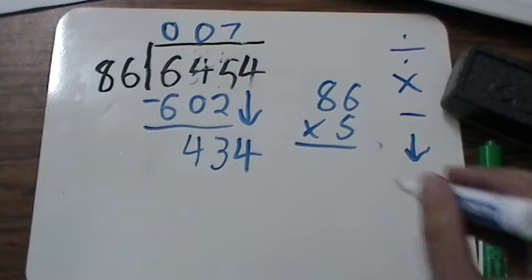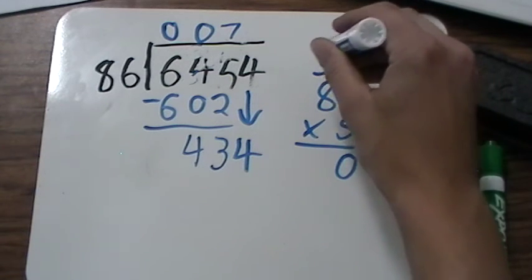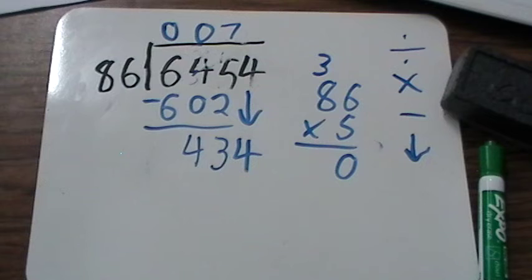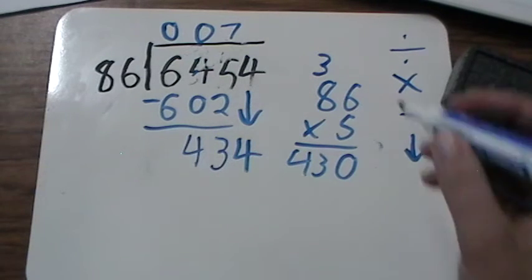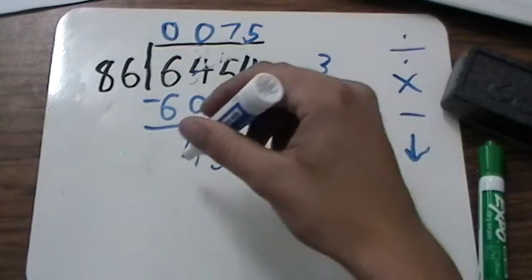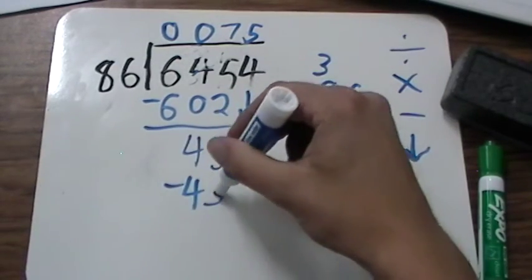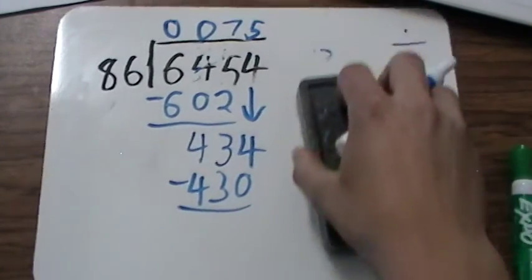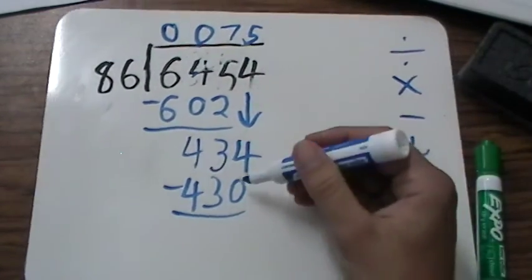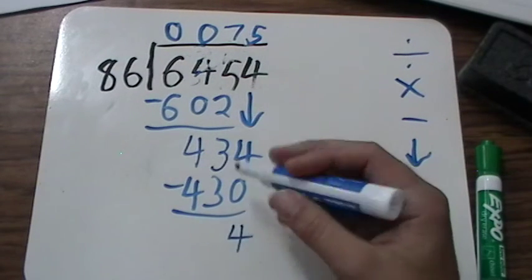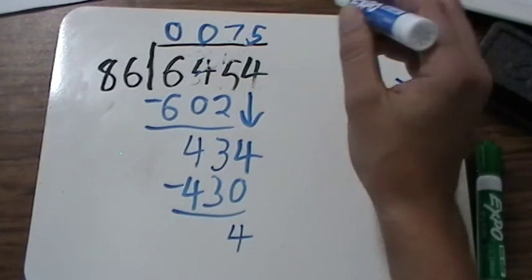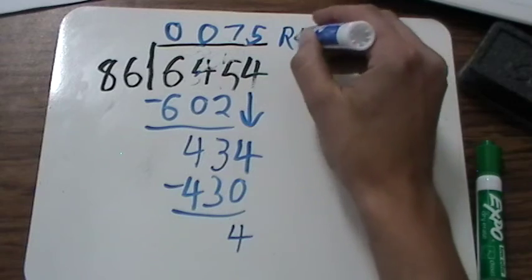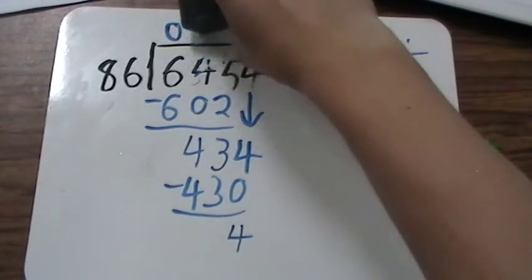5 times 6 is 30. Carry the 3. 5 times 8 is 40. Plus 3 is 43. Hey, that's pretty close to 434. Good. Let's put 5 up here. Divide, multiply, subtract. 430 is what I subtract. 4 subtract 0, 4, 3 subtract 3, 0, 4 subtract 4, 0. So I have 75. And what do I do with those leftovers? Do remainder 4. And as you can see, it's really easy to make a mistake.